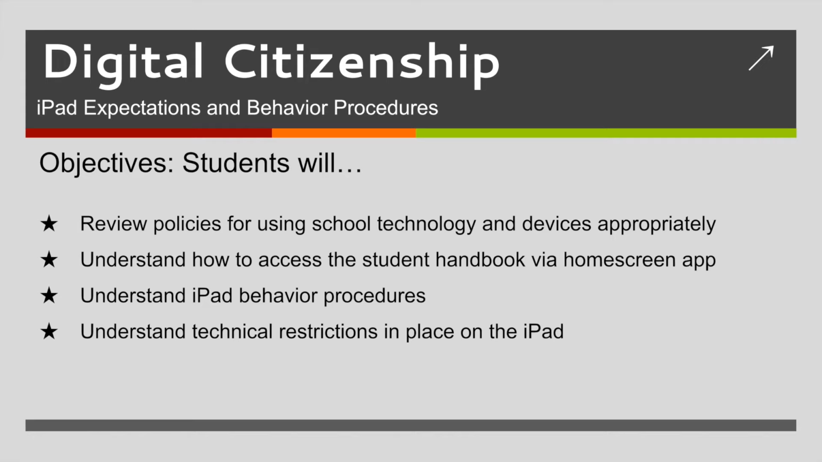So in the end here, the objectives that we'll be working with: we're going to review some policies about school technology and how to use your devices appropriately. We're going to discuss, and you should be able to understand, how to access the student handbook via your home screen on your iPad. You'll also understand iPad behavior procedures, so what happens should you decide to do the wrong thing with an iPad, and then understand the technical restrictions that are in place on the iPad. Things have changed a little bit for those of you that are returning with your iPad this year.